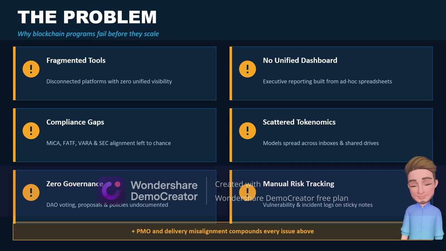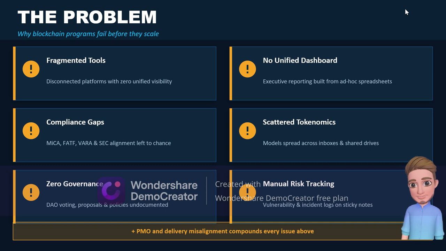Now let's talk about the problem statement. So let me ask you this. How many tools is your team using to manage your blockchain program right now? 4, 8, 15? That's the problem. Enterprise blockchain programs are drowning in fragmentation. Risk registers live in one place, tokenomics in another, compliance mapping in a third, and nobody has the full picture. Organizations lose months and millions patching together a coherent view of their blockchain programs.